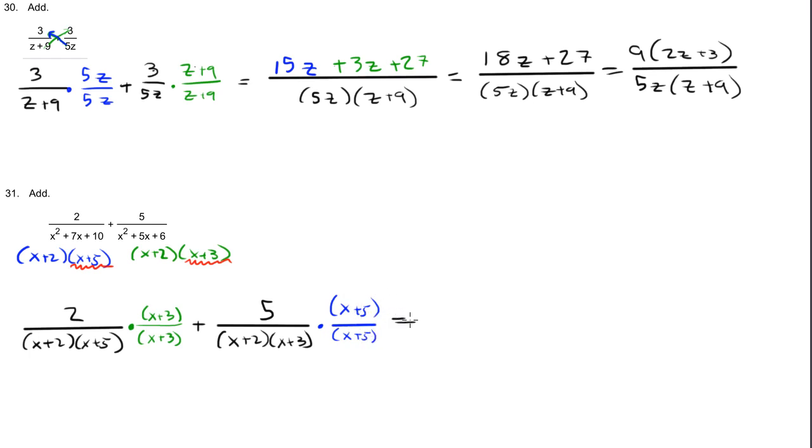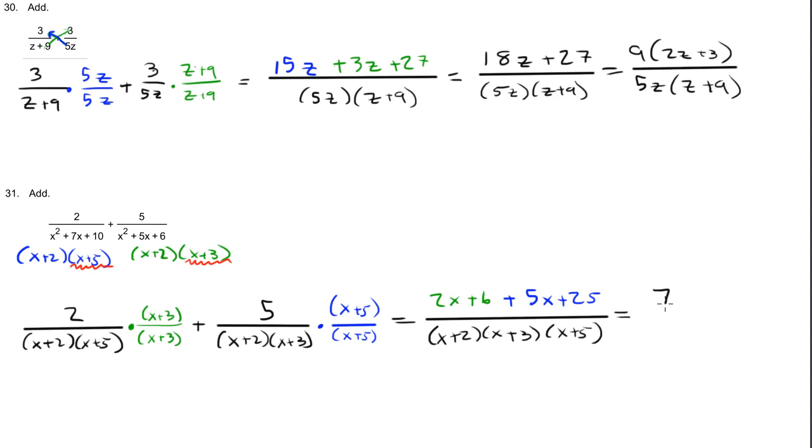And this gets us, in green, 2x plus 6, and then in blue, 5x plus 25. And the denominator is those 3 binomials, x plus 2, x plus 3, x plus 5. And this numerator adds up to 7x plus 31. Hey, nothing factors out of that, so we're done.